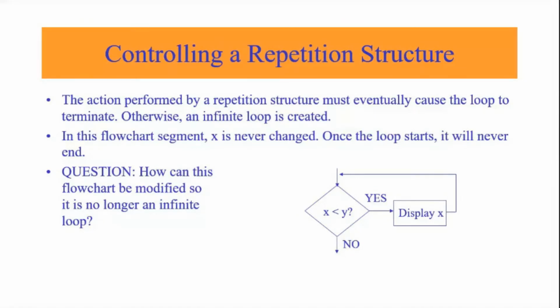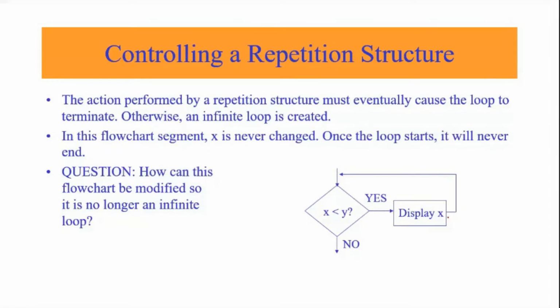That is, the action performed by a repetition structure must eventually cause the loop to terminate. In some cases, when we write a program, it won't terminate. It goes on infinite times. So that is an infinite loop. This is an example of an infinite loop. See, we are checking x is less than y. If x is less than y, we display x. Then again it goes here.